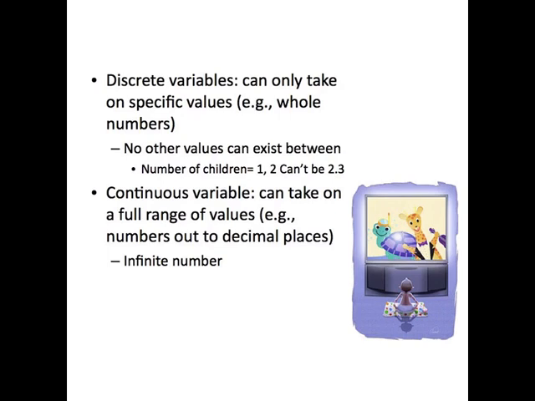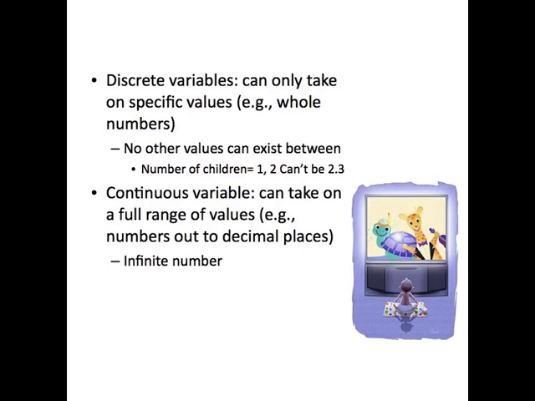So discrete variables can only take on specific values, for example, whole numbers. So no other values can exist between them. So if we look at our Baby Einstein DVD, a discrete observation or variable that we would use to measure and test our hypothesis would be to test and measure the number of days per week children watch baby DVDs. So the only possible values are between 0 and 7, discrete. Not 7.5 days, 0 to 7.